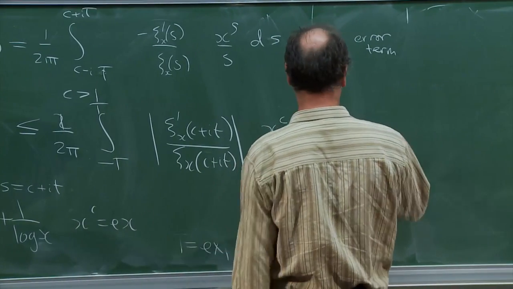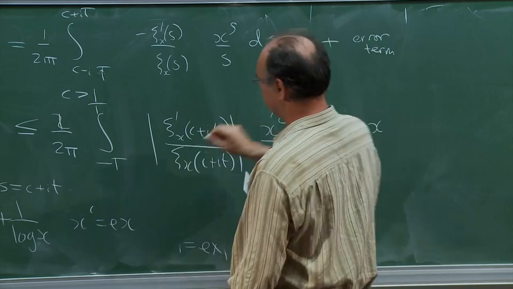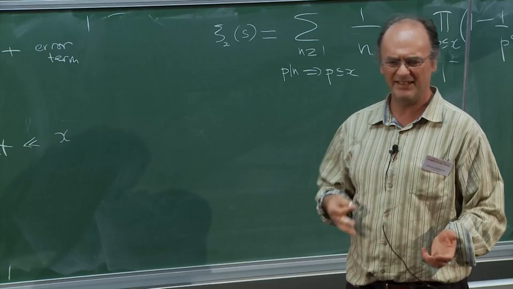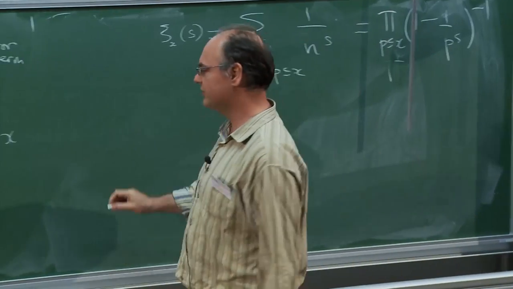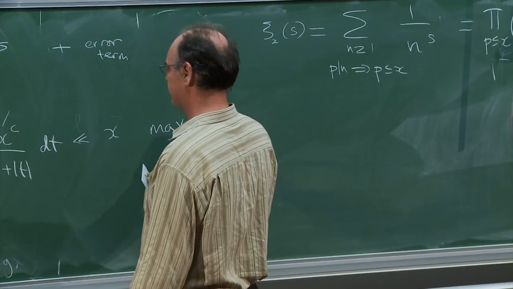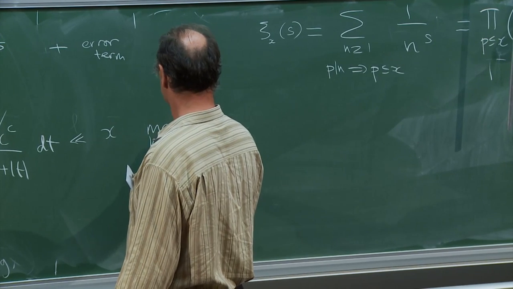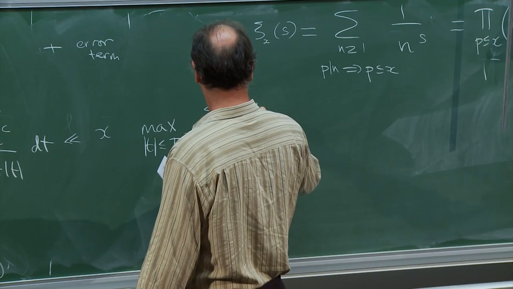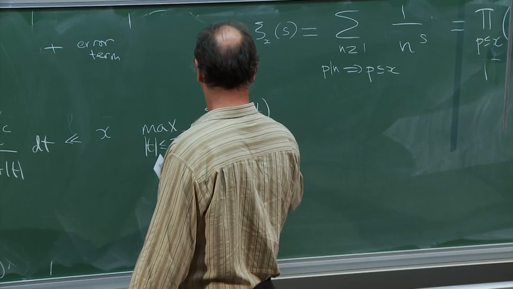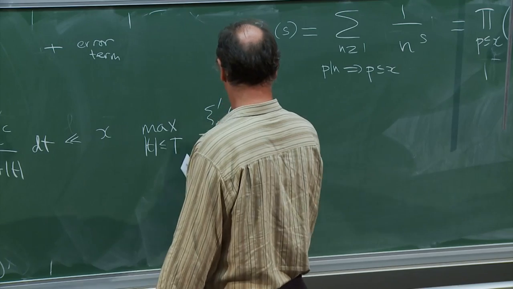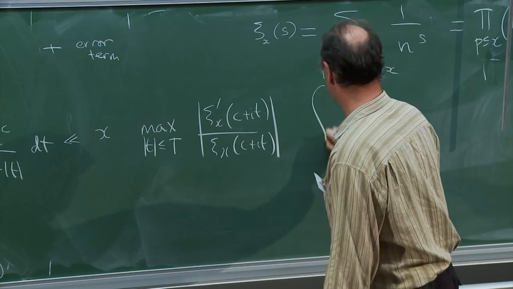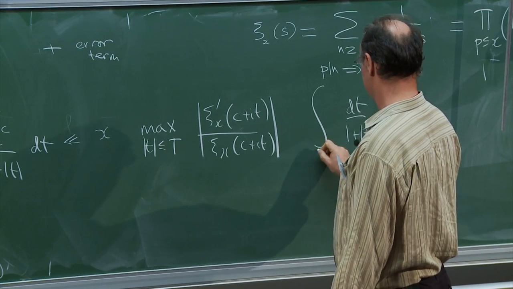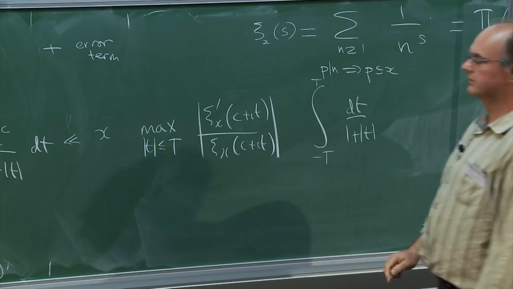Well, there's various ways we could play this game. We've got this x, constants we're not worried about. We've got some integral with zeta prime over zeta, very complicated zeta prime over zeta. Let's just take the maximum of it, of zeta prime. And then some integral that looks more, c is very close to 1, so this looks something like this. Okay?